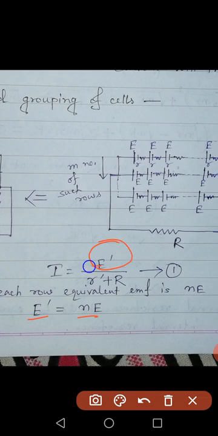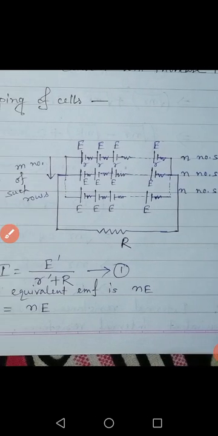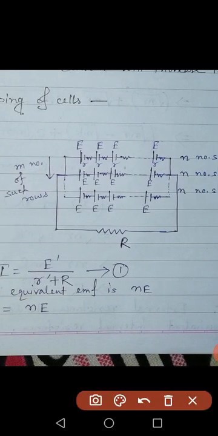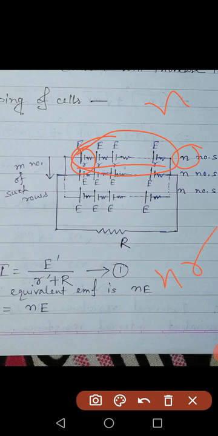Now what we have to find out is R dash, which is the total or equivalent internal resistance. Let us start with this circuit. Here you can see in each row we have n cells, and each cell has internal resistance small r. So what is the total internal resistance of this row? r plus r plus r, since they are in series. In that way there are n numbers of r, so the total resistance for each row is nr.